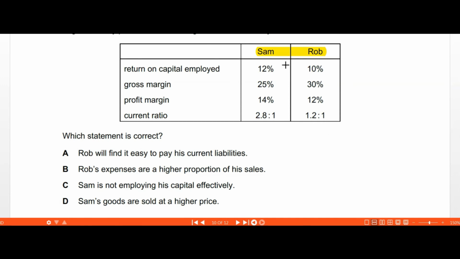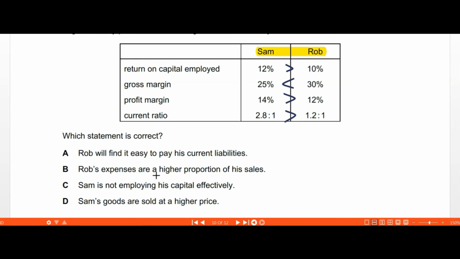So return on capital employed is greater for Sam, gross margin is greater for Rob, and the profit margin is greater for Sam, and current ratio is also more for Sam. So overall there are three values that are showing that Sam is in a better situation. Now looking at the statements, A, Rob will find it easy to pay his current liabilities. Well, not really, because this ratio is quite close to 1, that is 1:1. So A will not be correct.